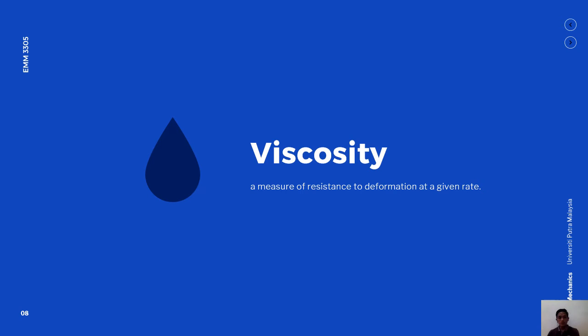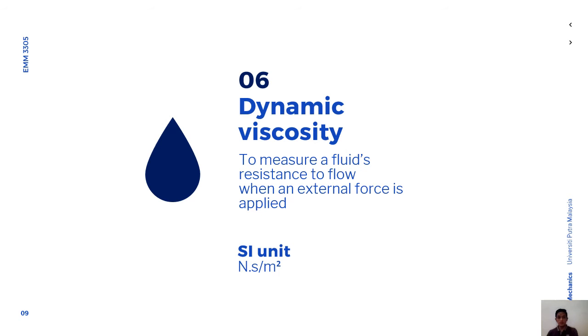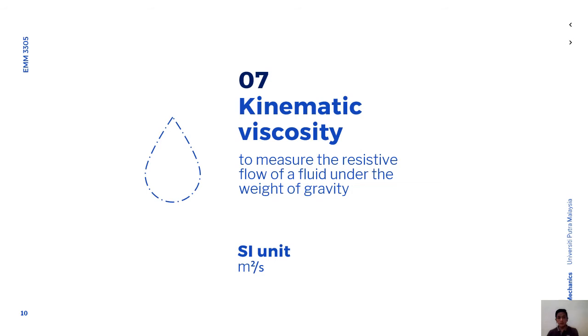The next feature is viscosity. It is a measure of resistance to deformation at a given rate. There are two, dynamic and kinematic viscosity. For dynamic viscosity, we can define it as the measure of a fluid's resistance to flow when being exposed to an external force. For kinematic viscosity, we use it to measure the resistive flow under the influence of gravity.